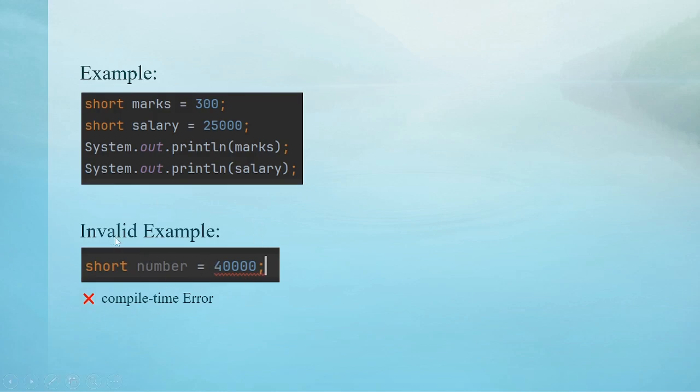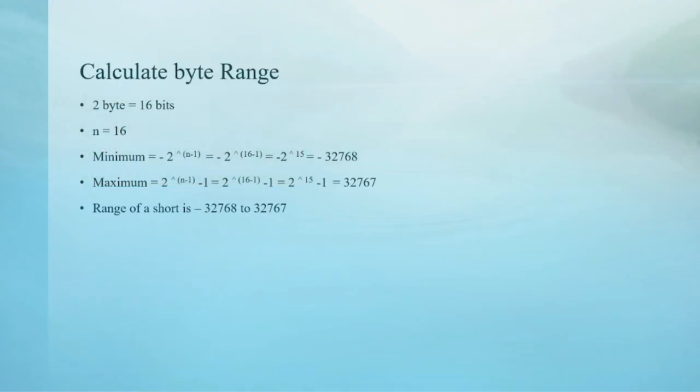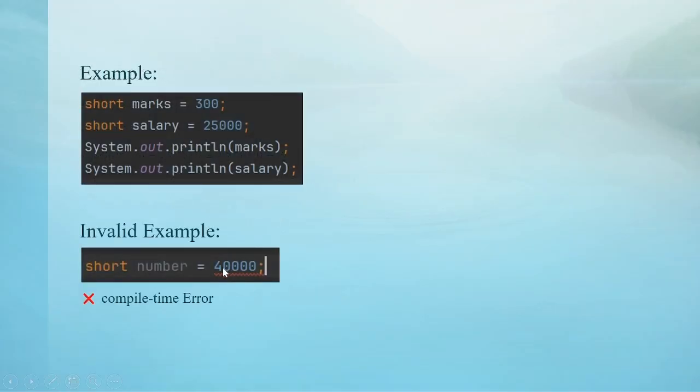Here is another example, an invalid example. I want to store the value 40,000. Since 40,000 is greater than the maximum value, and the maximum positive value we can store in the short data type is 32,767, but I am storing 40,000, this is an invalid value. So Java gives a compile time error.